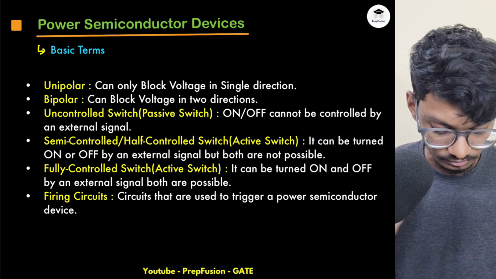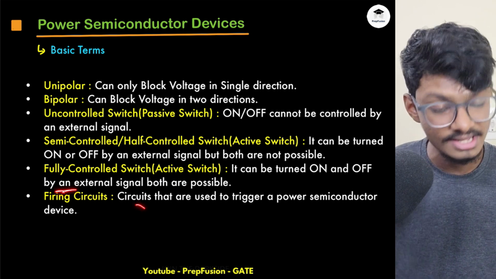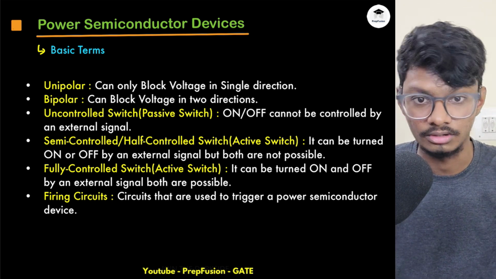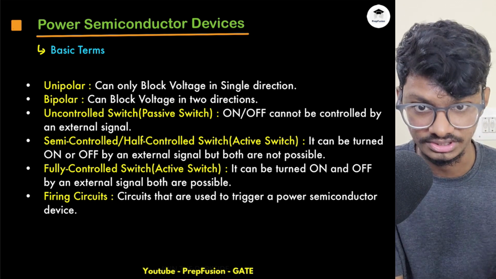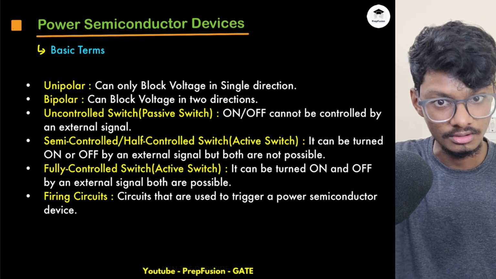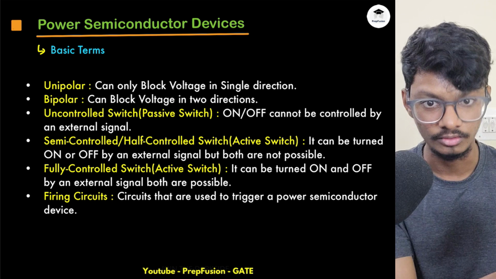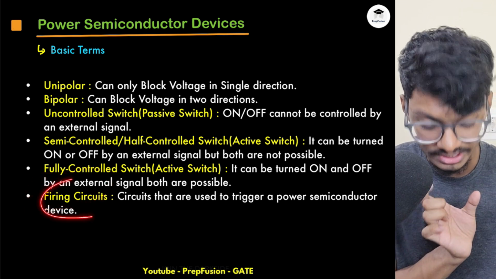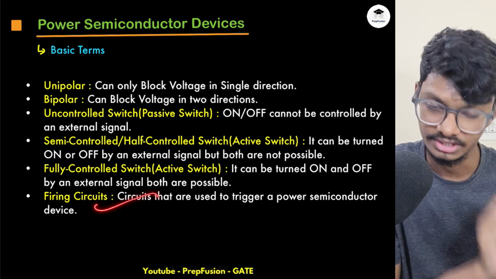Now the fully controlled switch. A fully controlled switch, or active switch, can be turned on and off by an external signal. Both are possible. We'll study these types of switches also. The name suggests itself that I can fully control the switch. I can control the turn on process and I can control the turn off process as well, with an external signal, not with the input voltage. I don't care about the input voltage. On my own I can give an external signal to the switch to turn off now, or to turn on now. Firing circuits are basically those circuits which provide the external signal to the semiconductor switch to turn it on and off. We'll study about this in SCR, don't worry.